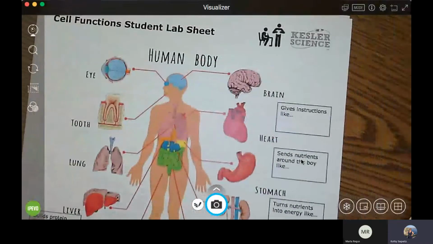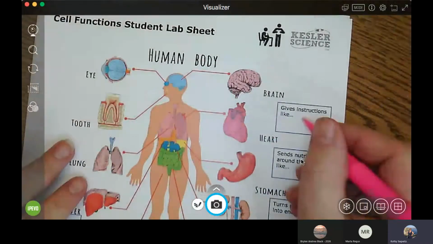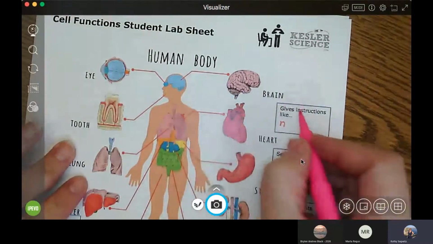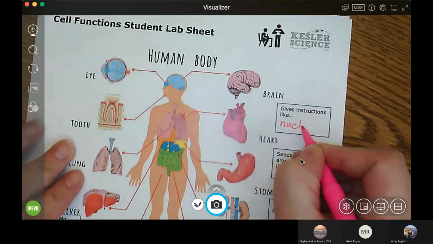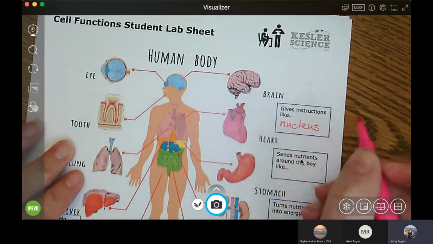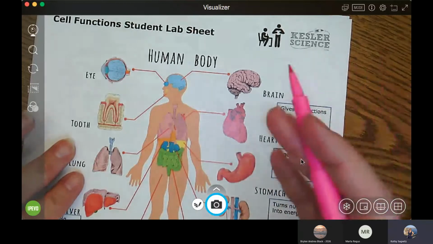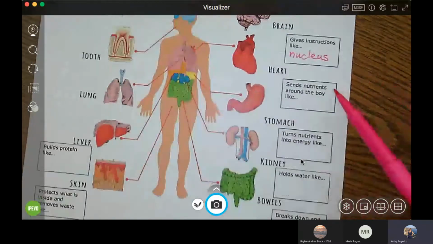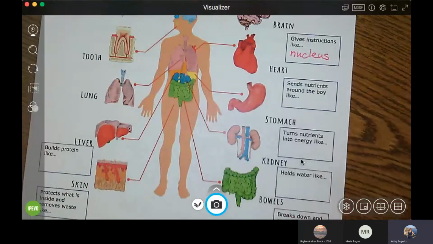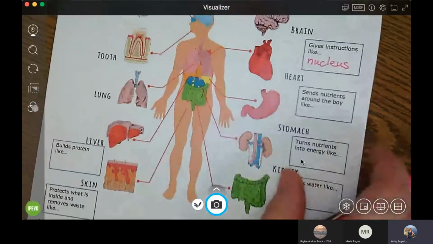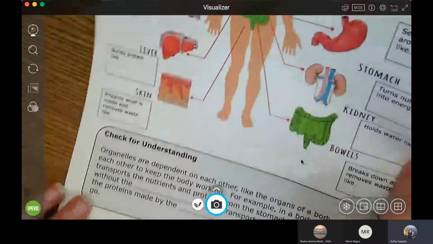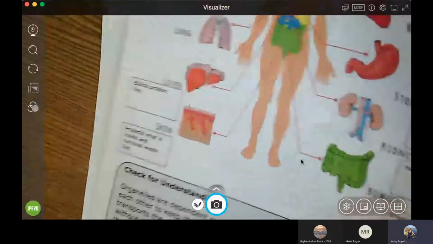So what we want to do is say the brain is like the nucleus, because this gives instructions and runs the body just like the nucleus runs the cell. You're going to go through and do the same thing with each of these. There are two questions you then need to answer. There is one at the bottom where it is fill in the blank.